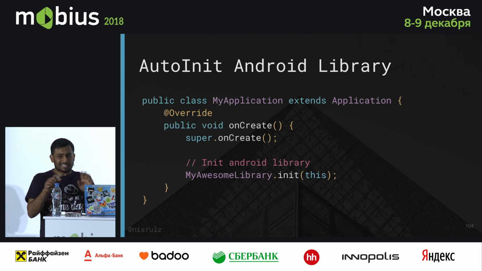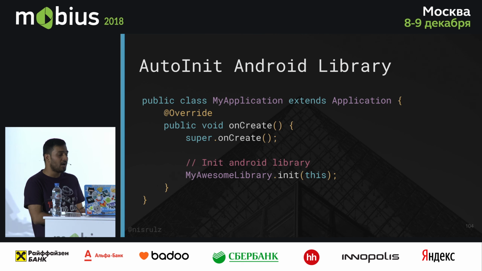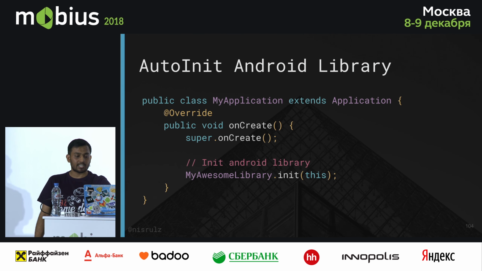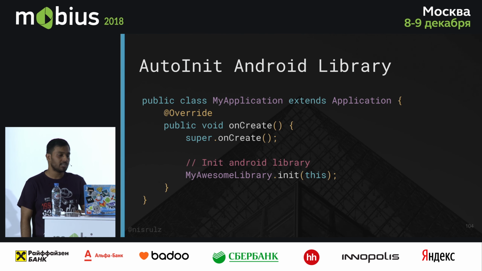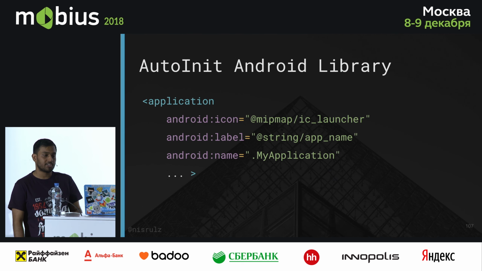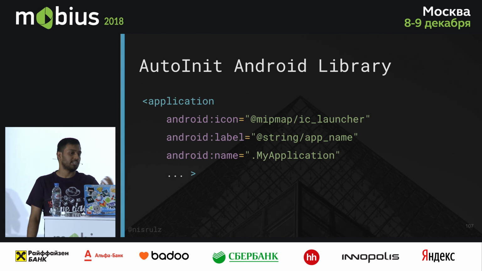So the usual way what people have been doing up till now is this. You create a custom MyApplication class, extend from the Application class, and then you go in and initialize your library inside the MyApplication class. Eventually, you have to go into your manifest file and add the custom MyApplication class. Now, that's a lot of work. I didn't want to do that.